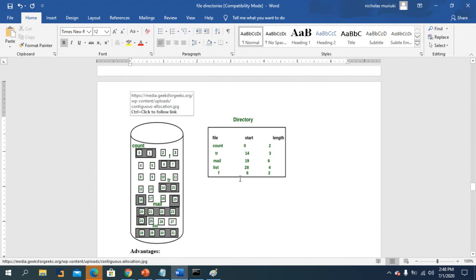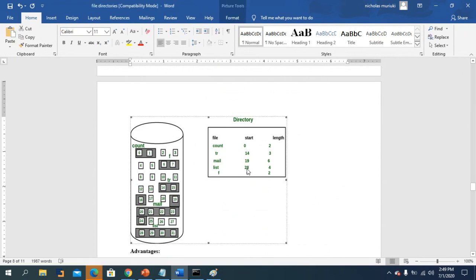Then we have mail, which starts at 19, but it has 6. So we are starting from 19, then 1, 2, 3, 4, 5, 6. Then the next one is list, which starts at 28 and has 4: 1, 2, 3, 4. The next one is F, which starts at 2.